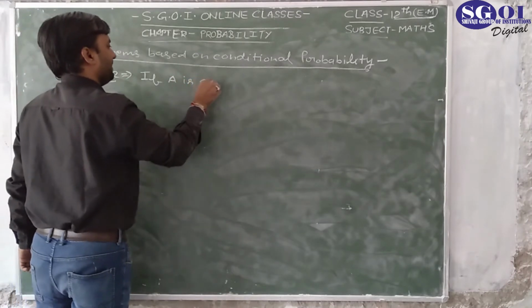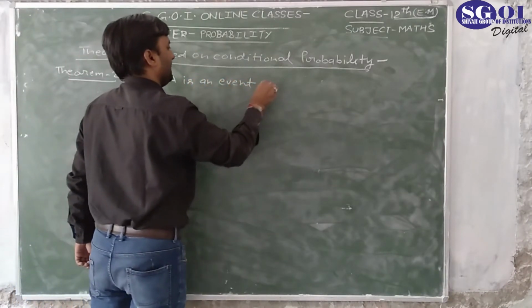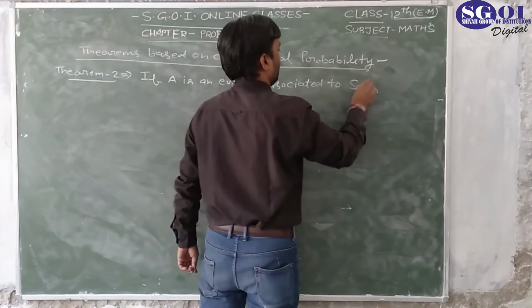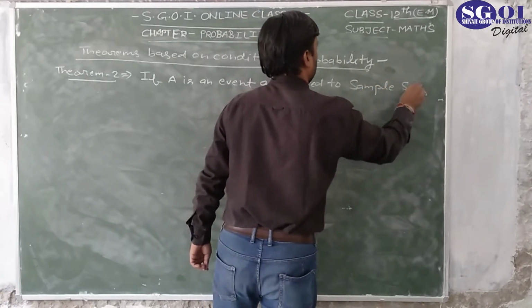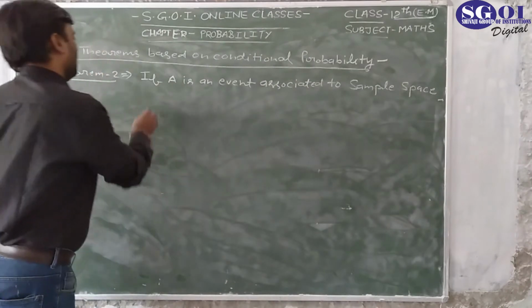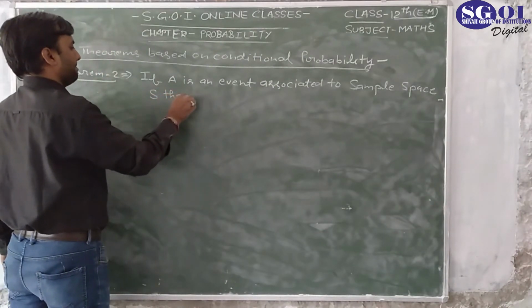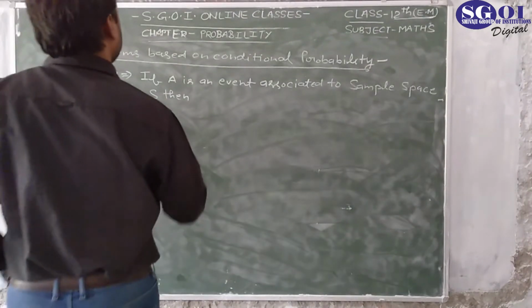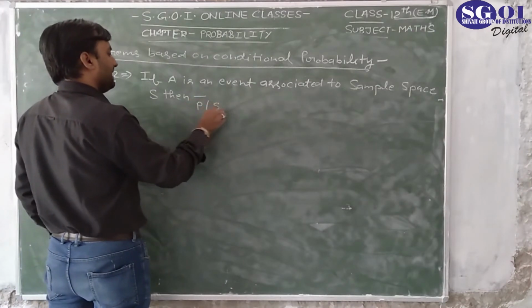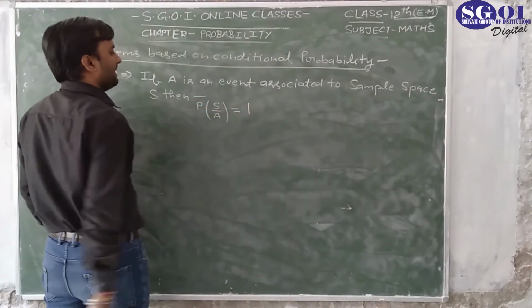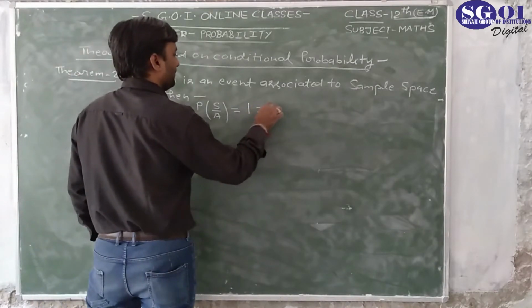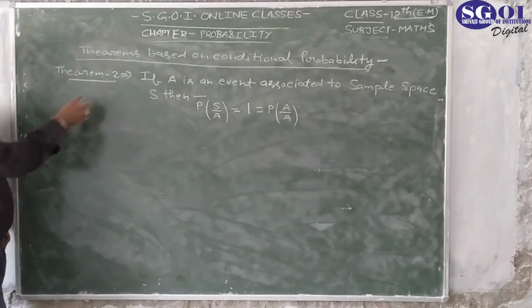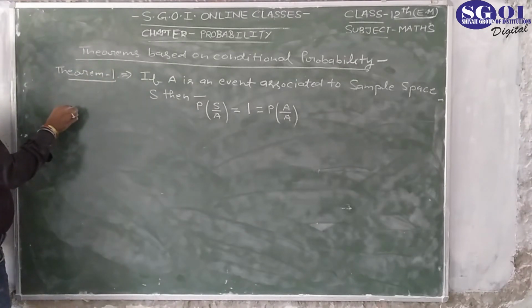capital A is an event associated to sample space S, then probability of S by A is equal to 1 is equal to probability of A by A. This is the theorem number first, which is related to conditional probability. Proof.